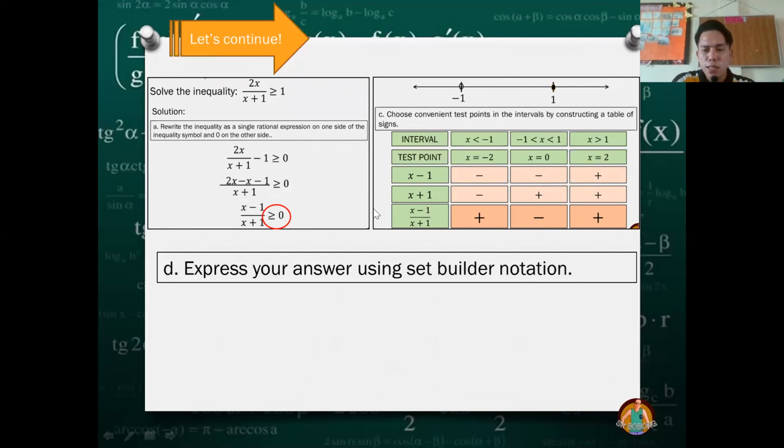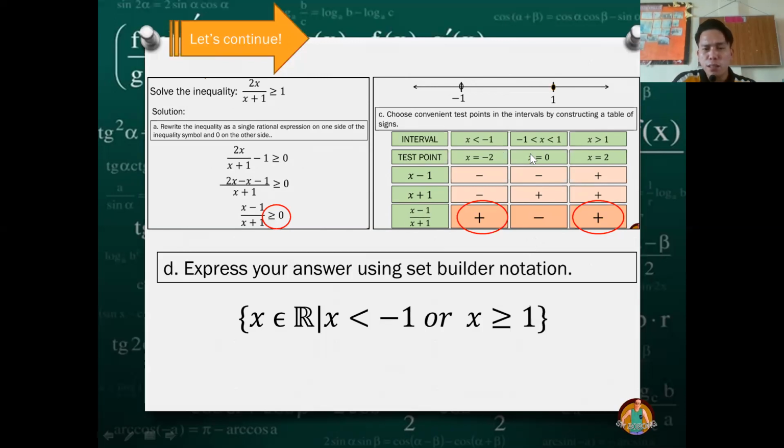So since greater than 0, we are talking with positive numbers, tama? So therefore, lahat ng positive numbers na signs, therefore, part of the solution. Okay? So ano siya? So our solution using set builder notation will have x is an element of real numbers where our x is less than negative 1 or x is greater than or equal to 0.